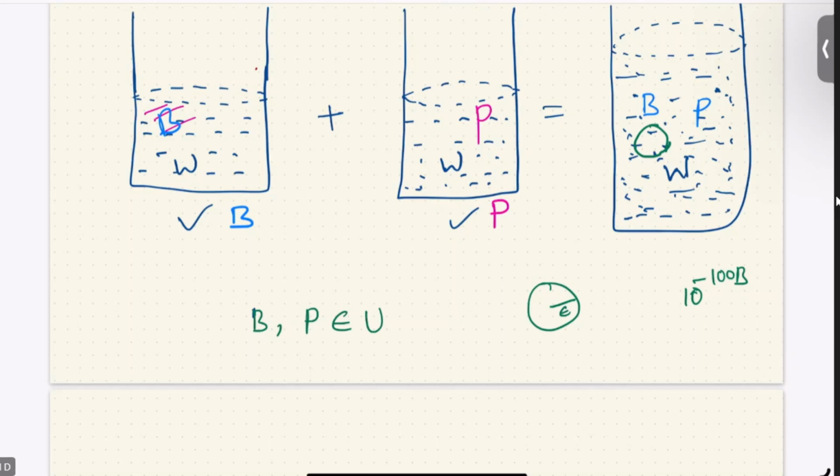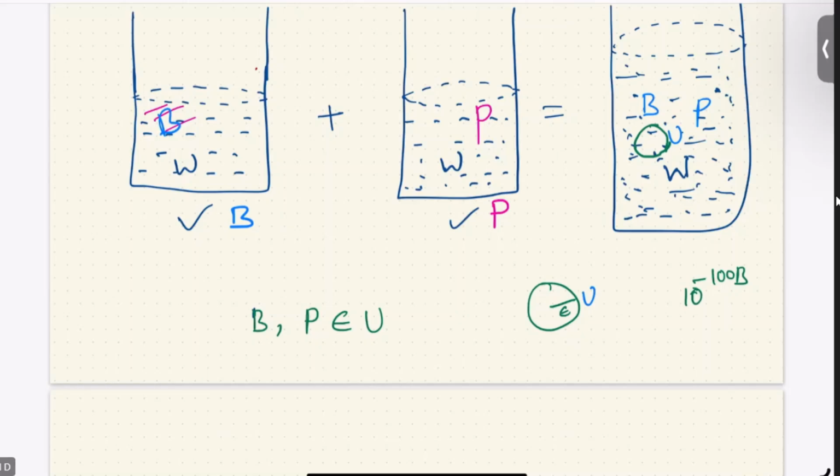Let's say this is U. Then we say that no matter whatever U you choose, if there exists a blue particle and a pink particle inside it, then we say that these two liquids are dense in each other when they are mixed.